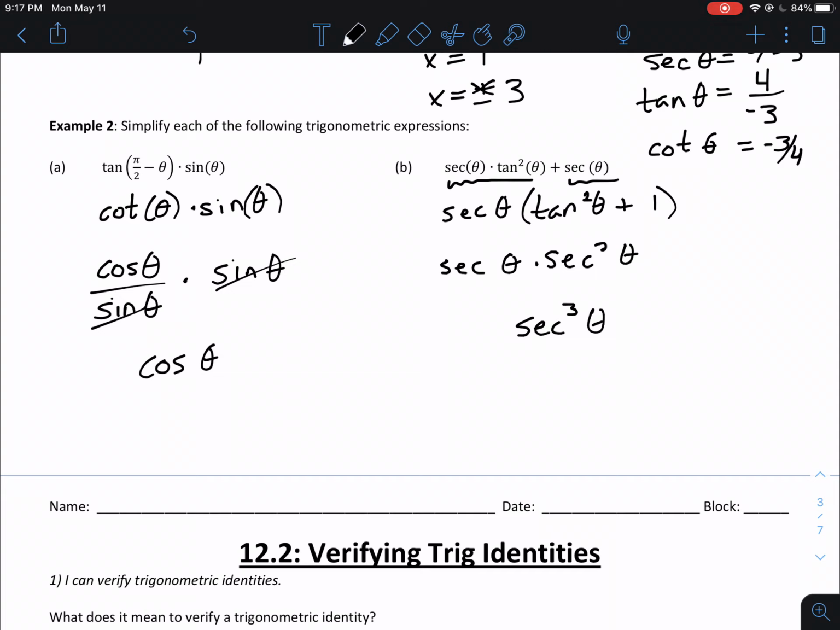We will be doing a lot of stuff similar to examples A and B in the next section of notes, where we're verifying trig identities, trying to show that one expression is equal to another.